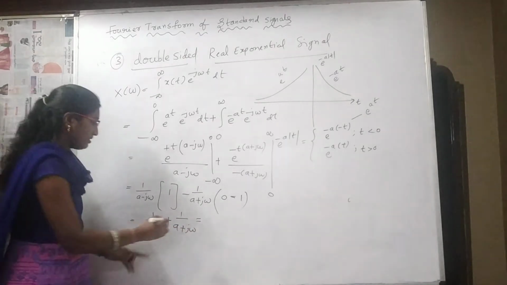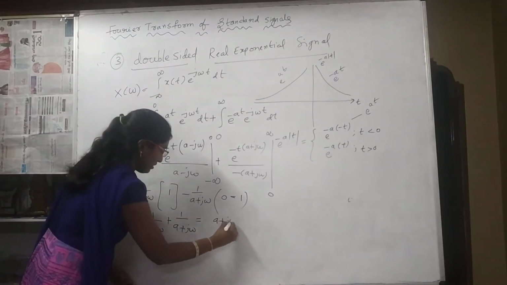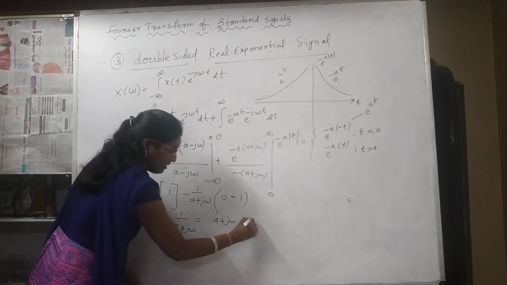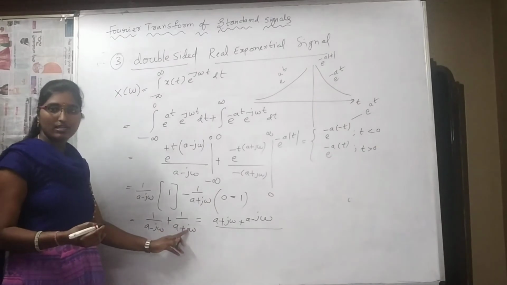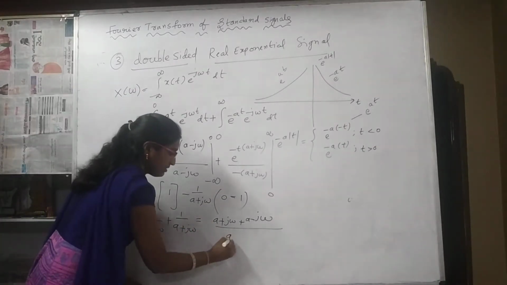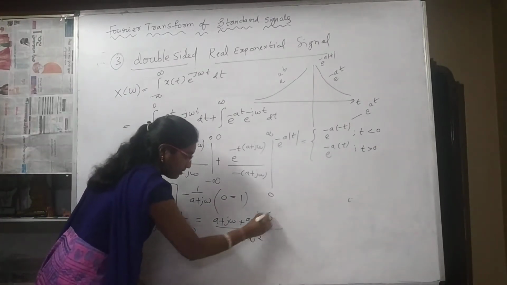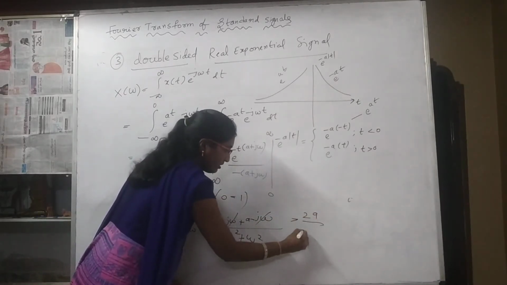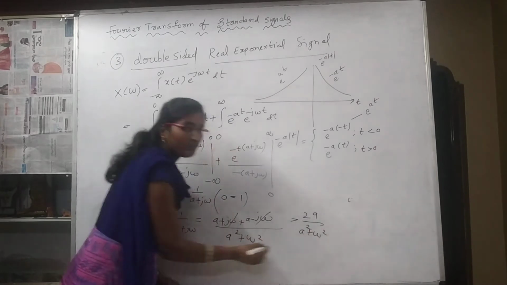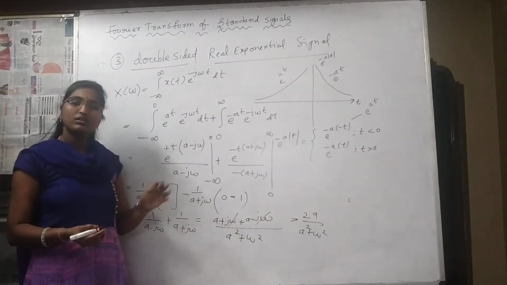Simplify it: a plus j omega plus a minus j omega, and the denominator is (a plus j omega) and (a minus j omega), what will it be? a square plus omega square. j omega gets cancelled. Finally you got 2a by a square plus omega square, which is the Fourier transform of the double sided signal.